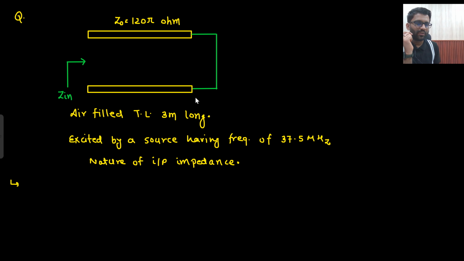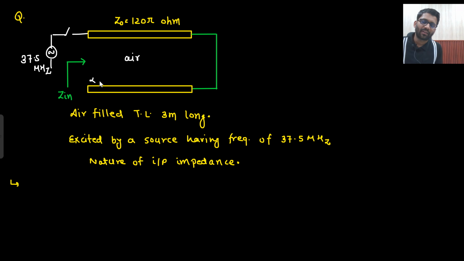So here a short circuit load is given. You need to find Z in. The Z naught value is given, 120 pi ohm. This is air filled, in between there is air. It is excited by a source. Here there is a source which has a frequency of 37.5 megahertz. The length of this transmission line is 3 meter. You need to find the input impedance. So what will be your input impedance?